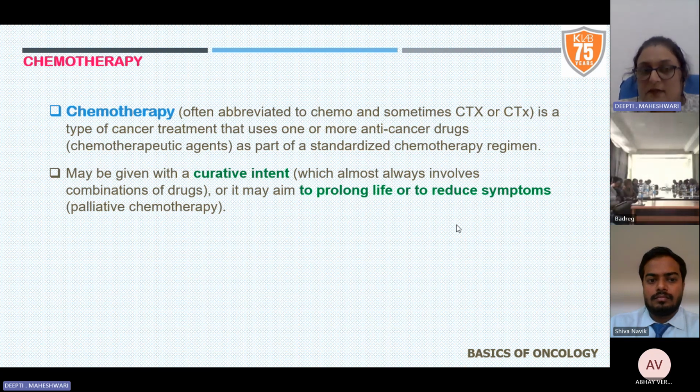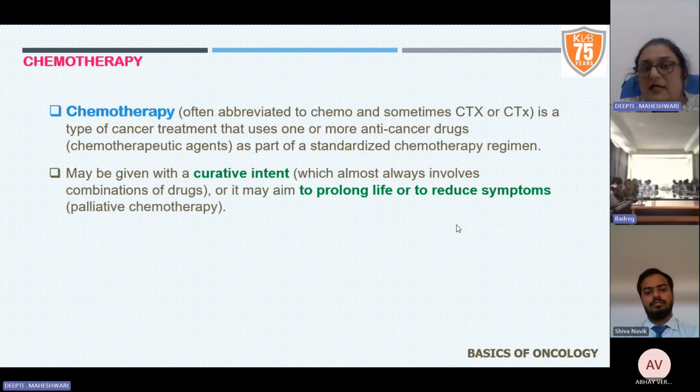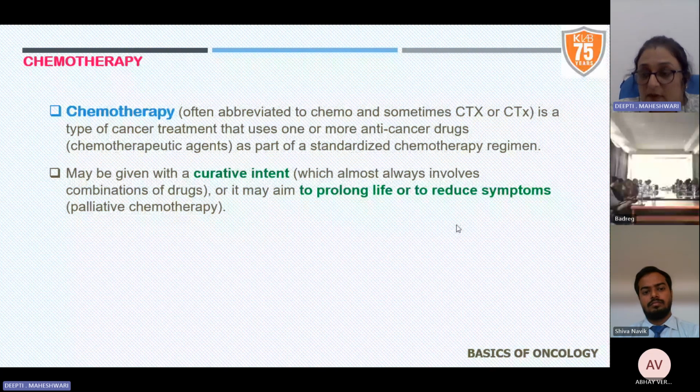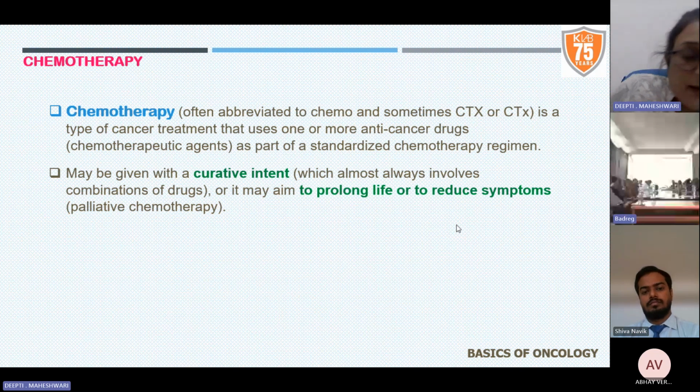Now, what is chemotherapy? It is a cancer treatment that uses one or more anti-cancer drugs, which are also called chemotherapeutic agents, as part of a standardized chemotherapy regimen. I'm sure by now all of you would know that when we talk about chemotherapy, we talk about anti-cancer drugs, which are also called chemotherapeutic drugs. So sometimes a patient gets a single drug, or sometimes a patient gets a combination of drugs. Okay, so in chemotherapy, sometimes a patient will get a single drug, and very often the patients will get multiple drugs.